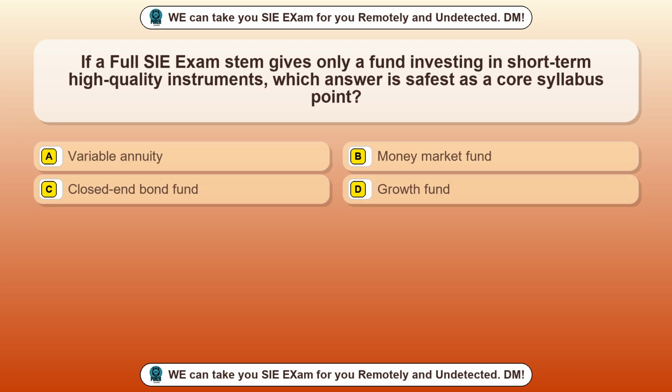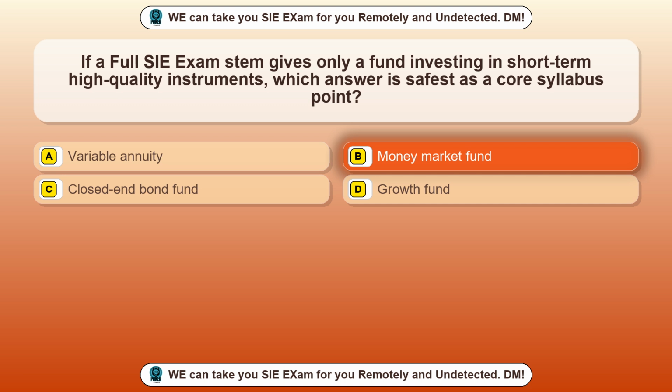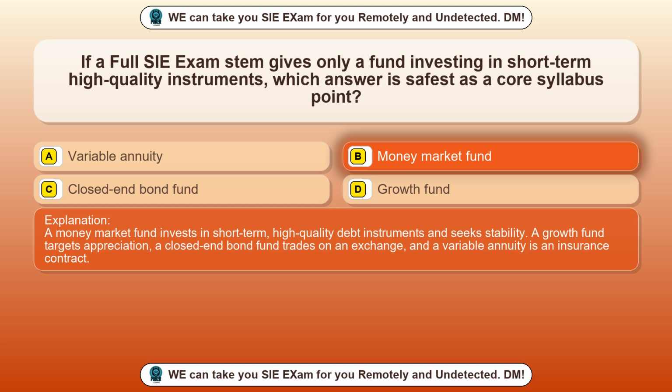Question 46. If a full SIE exam stem gives only a fund investing in short-term high-quality instruments, which answer is safest as a core syllabus point? Option A, variable annuity. Option B, money market fund. Option C, closed-end bond fund. Option D, growth fund. The correct answer is option B, money market fund. A money market fund invests in short-term, high-quality debt instruments and seeks stability. A growth fund targets appreciation, a closed-end bond fund trades on an exchange, and a variable annuity is an insurance contract.